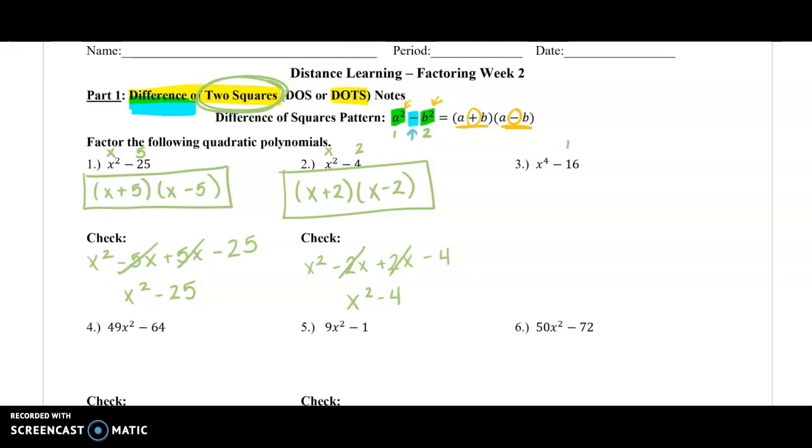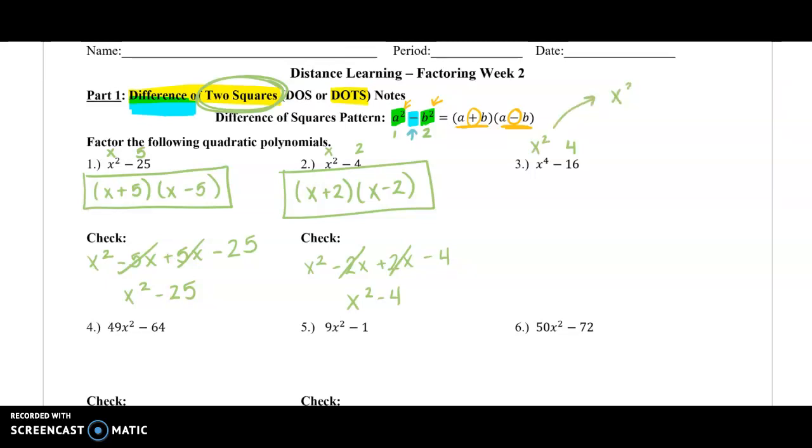We know the square root of 16 is 4, so that's not an issue. But let's look at x to the 4th. We need to know if that's a perfect square. Is there a number, in this case a variable, that if I multiplied it by itself would give me x to the fourth? And there is. It would be x squared.